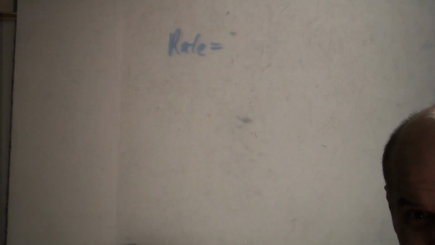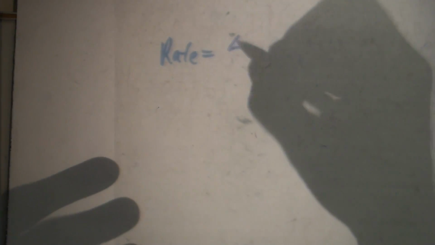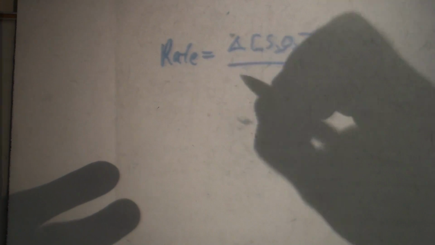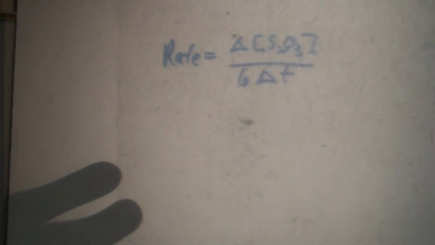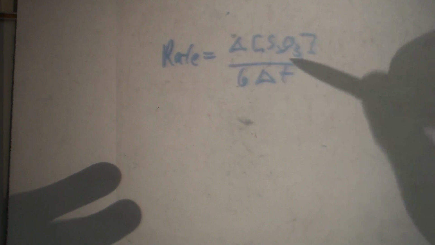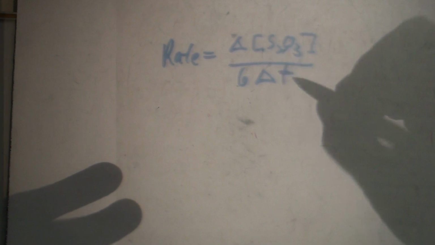Okay, so for those of you who forgot, we are measuring the rate based on the change in concentration of the thiosulfate divided by 6 divided by time. The 6 comes from the stoichiometric ratio from reaction number 1 and reaction number 2 on the lab.